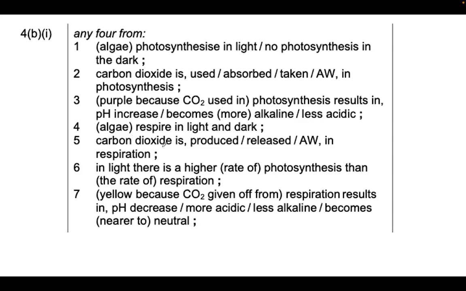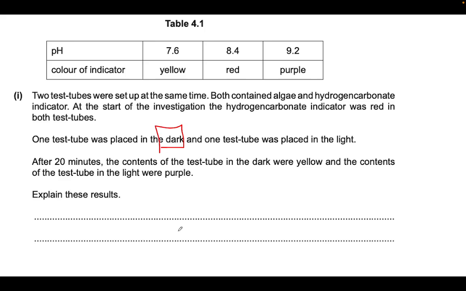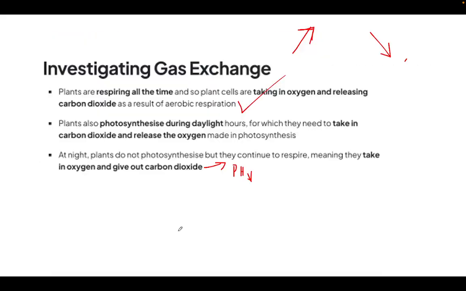And in the dark, we saw that algae can only respire. Carbon dioxide is produced now, not used up. It's produced because we're in the dark, and in the light there is higher photosynthesis. Remember, it is acidic, respiration is at the pH decrease, and it is more acidic, less alkaline, and becomes less neutral. I think it is easy to test this one of gas exchange, right?